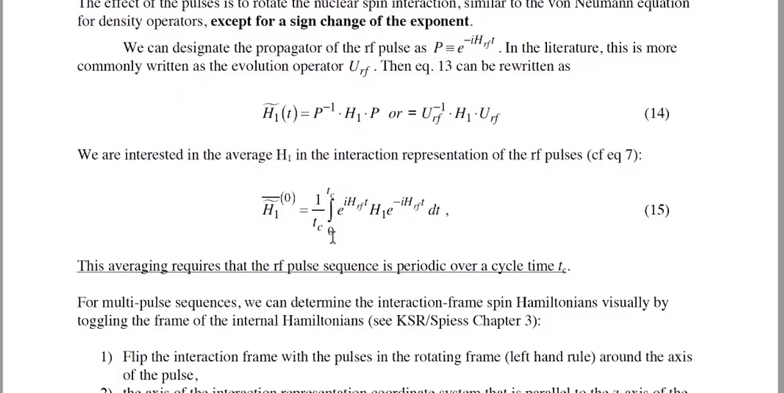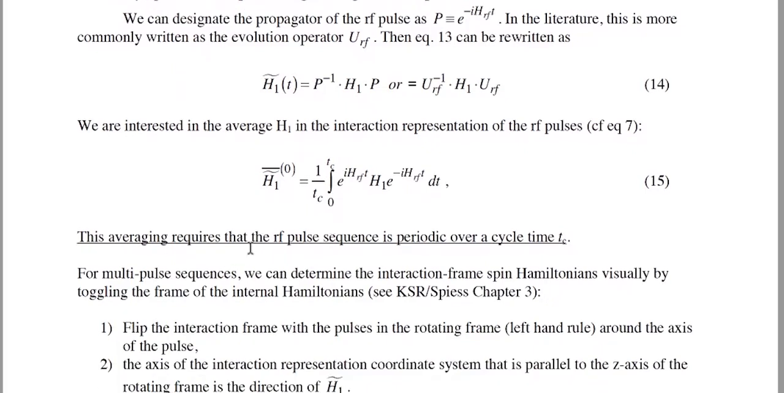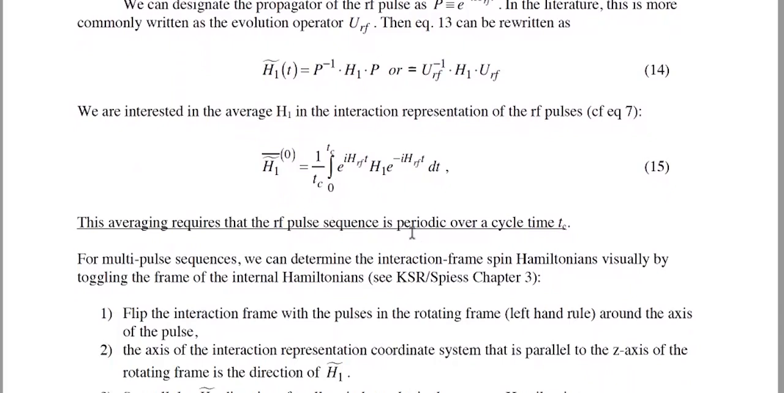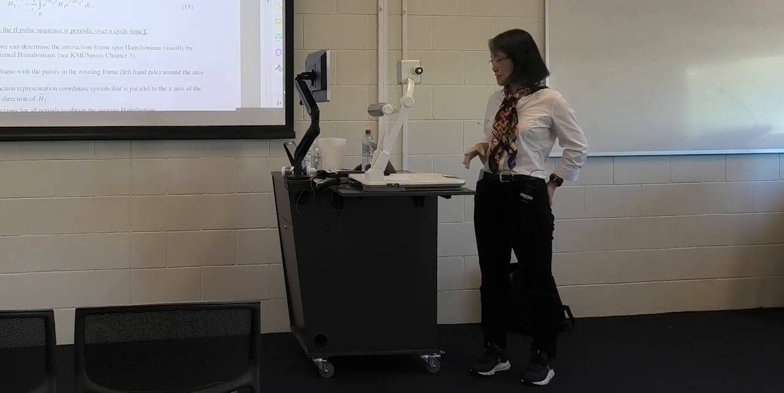And this is exactly what I'm going to do to understand spin lock, decoupling, and cross-polarization, because you basically have continuous irradiation on one or two channels. So I'm going to have to work out integration from time 0 to TC, the cycle time. This averaging requires that the RF pulse sequence is periodic over a cycle time, TC. So when it's continuous irradiation, which is what I want to focus on, it's easier. So that's what I'm going to treat.